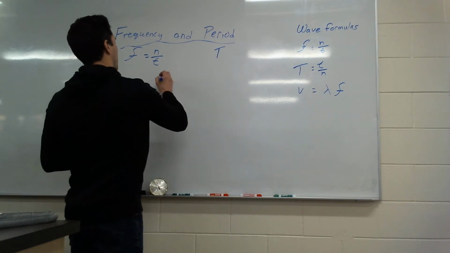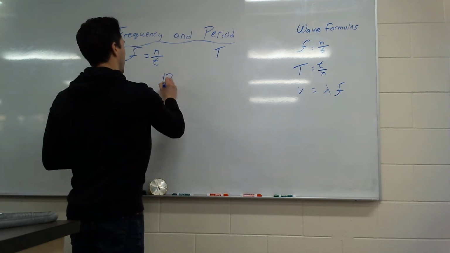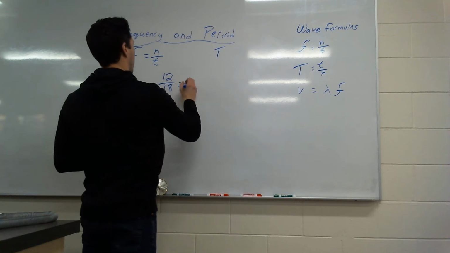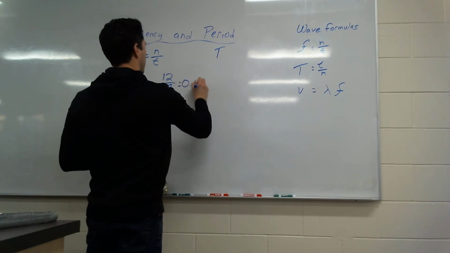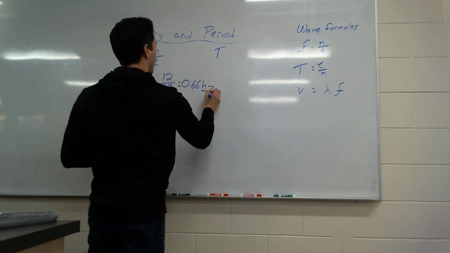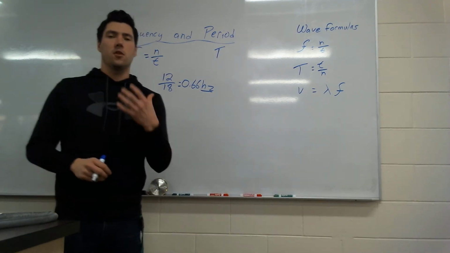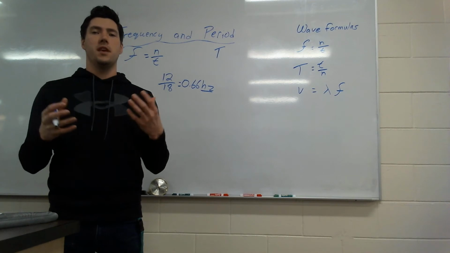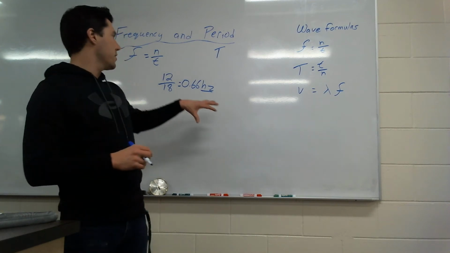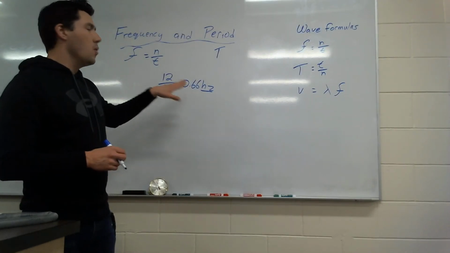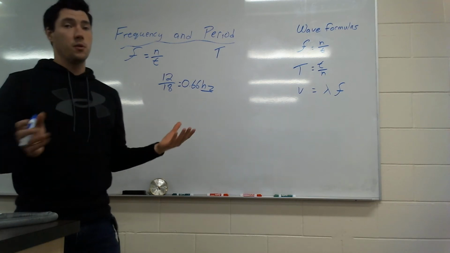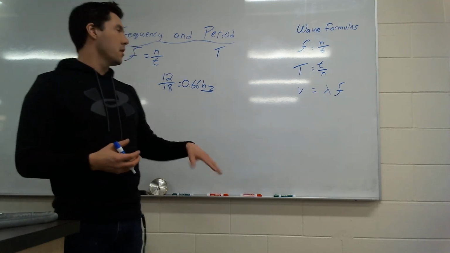So if I do 12 push-ups in 18 seconds, I get an answer of 0.66, and frequency is measured in hertz, Hz. The unit at the end is hertz. So that's going to be 0.66. Now, what does that number mean? Sure, it's a frequency, but again, hopefully this means something.